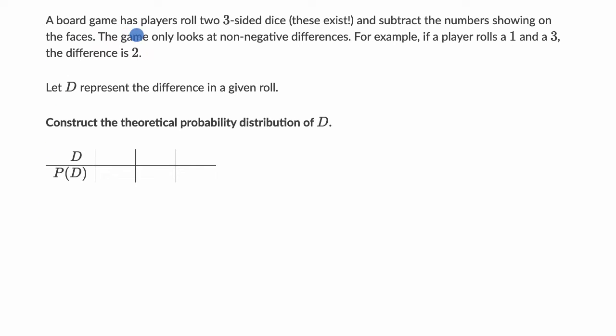We're told that a board game has players roll two three-sided dice. These exist, and actually I looked it up. They do exist, and they're actually fascinating. And subtract the numbers showing on the faces. The game only looks at non-negative differences. For example, if a player rolls a 1 and a 3, the difference is 2.